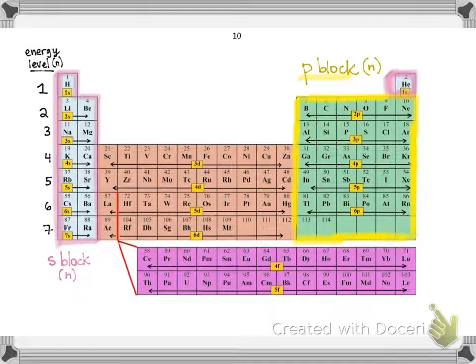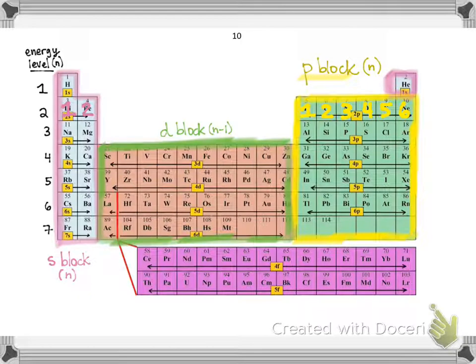Not awkward at all. Well, if you count all the way from boron to neon, it can fit exactly 6 electrons. And you could do the same thing with the S block. The S block, of course, only fits 2 electrons. Then, if you go far enough down, you will find the D block, your transition metals.